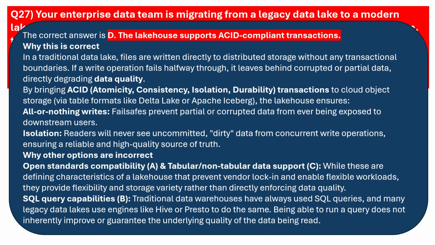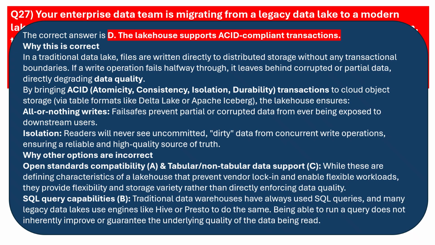Why is this correct? In a traditional data lake, files are written directly to distributed storage without any transactional boundaries. If a write operation fails halfway through, it leaves behind corrupted or partial data, directly degrading data quality. By bringing ACID (atomicity, consistency, isolation, durability) transactions to cloud object storage via table formats like Delta Lake or Apache Iceberg, the lakehouse ensures all-or-nothing writes.